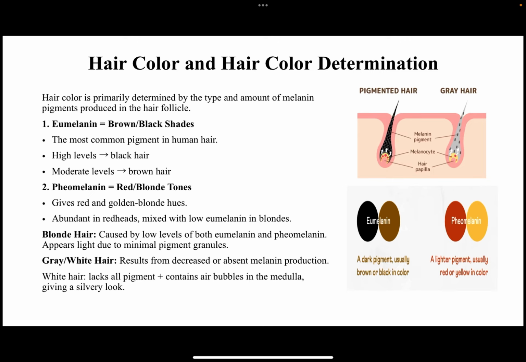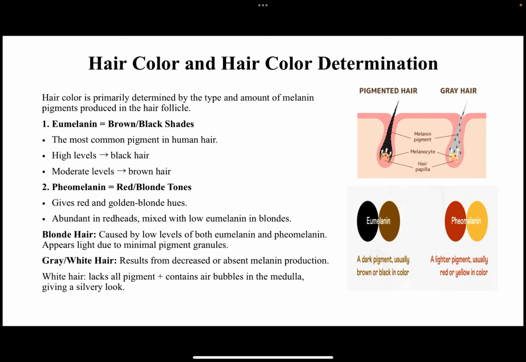But if someone has gray or white hair, it means that, as you age, the melanocyte cells, the cells that produce the melanin pigments, die off. That's why at a certain point you see gray color. Their hair becomes gray because of absence of melanin in the hair follicle. It means you don't have any melanin pigment within your hair follicle. Then the hair color will be gray.